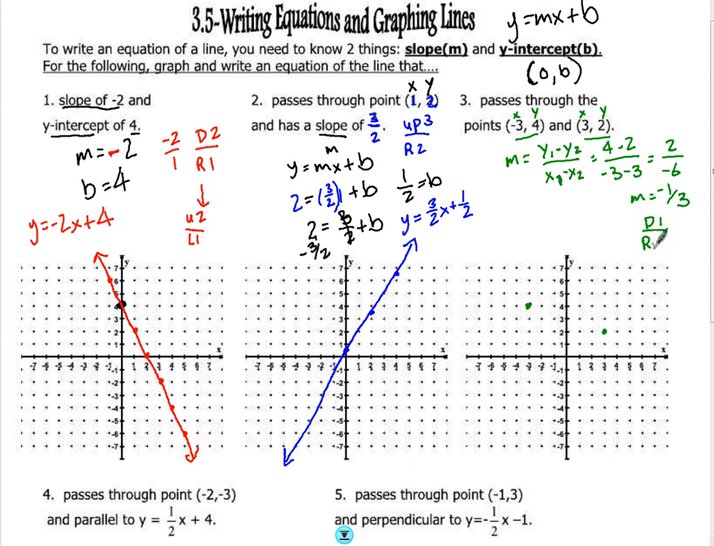So as I go down 1 and right 3, down 1, right 3, down 1, right 3, what I'm realizing is that my line crosses the y-axis at positive 3. So in this specific case, because my y-intercept is an integer, it's very easy to determine that y equals negative 1/3 x plus, where's my y-intercept? Positive 3.